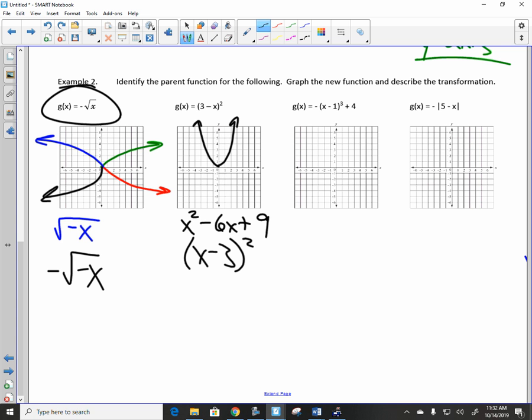So here's how I try to think of it. When you square this out, is it going to be a positive x squared or a negative x squared? Positive x squared, correct? So it's going to go up. Then what would you plug in to make 0? 3. So it moves it right 3.